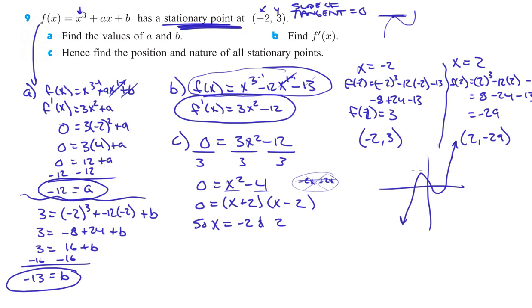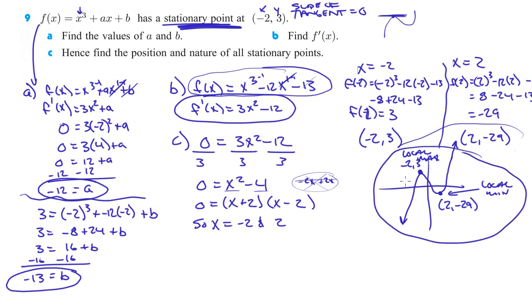So let's see, we're just going to call this negative 2, 3. And we're going to call this, even though it's certainly not accurate comparatively, but we're just sketching our graph, 2, negative 29. And so this is a local minimum, and this is a local maximum. So that's all this stuff right here. There's our other coordinate.